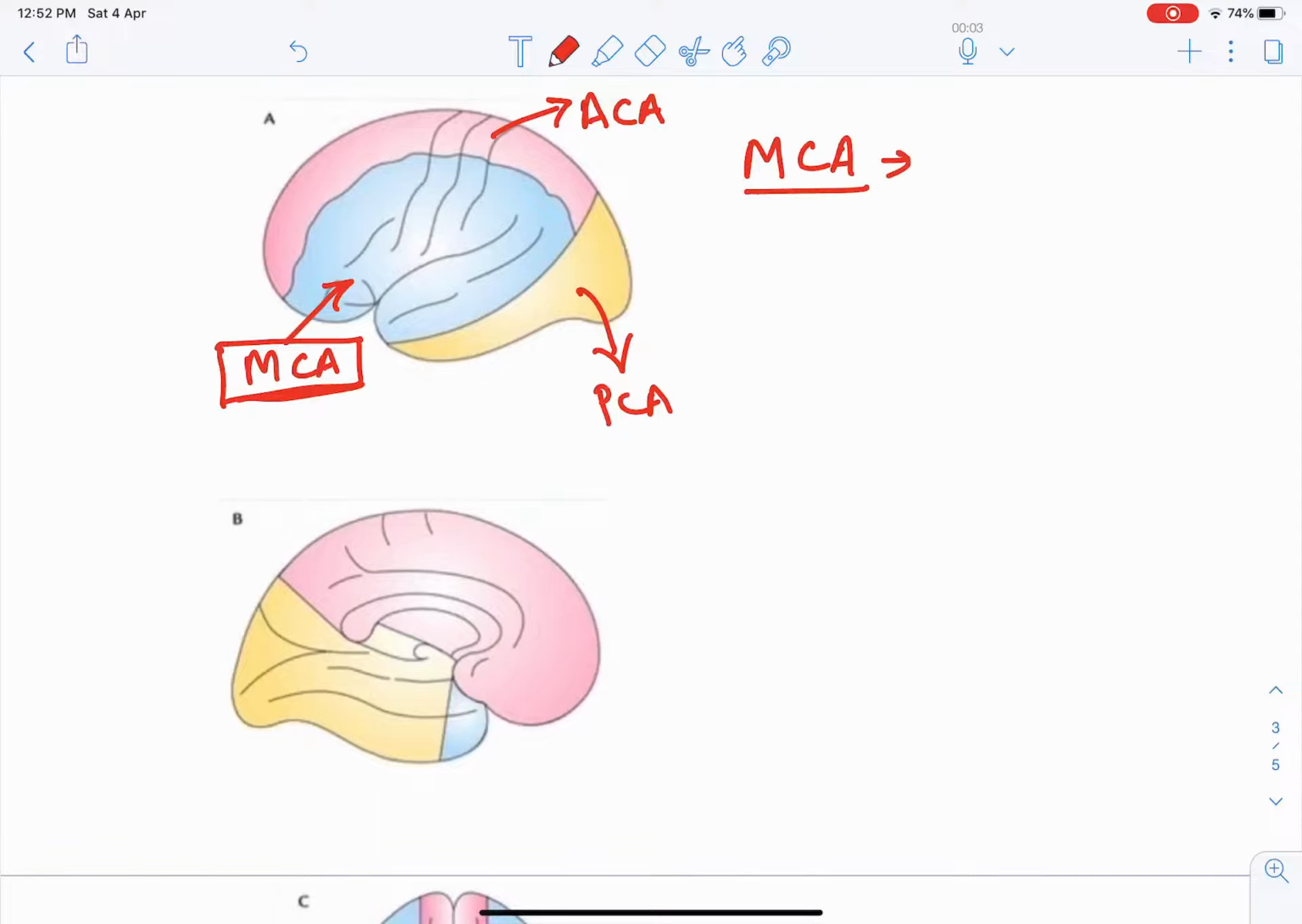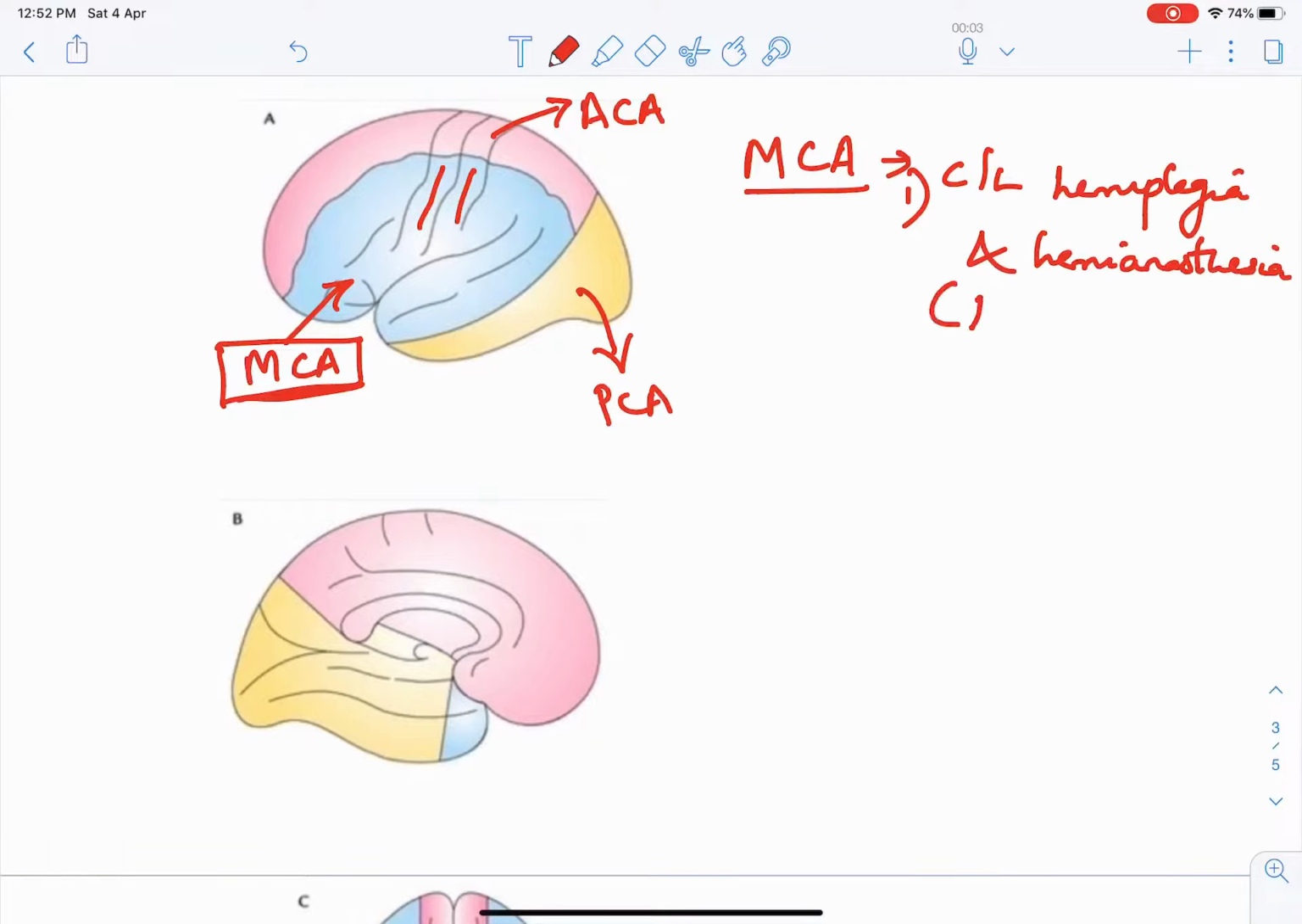We have seen the primary motor area and the primary sensory area will be affected. So there will be contralateral hemiplegia and hemianesthesia. But the leg and foot is spared because leg and foot is represented in the medial aspect. But there will be contralateral hemiplegia and anesthesia.